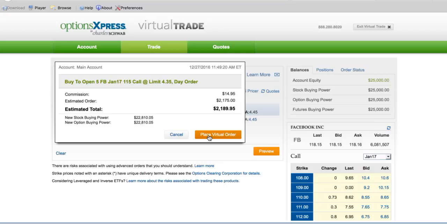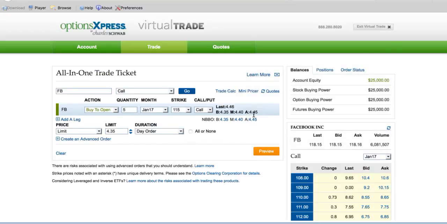So the order would go out, and if Facebook dropped down to the $4.35 contract, it would fill. If not, I would go back in and edit it in maybe 4 or 5 cent increments until it gets filled, and it would be somewhere usually in the middle if you go back over here. So I'll cancel that. So you'd probably fill somewhere in this area right here. So that's for buying Facebook.